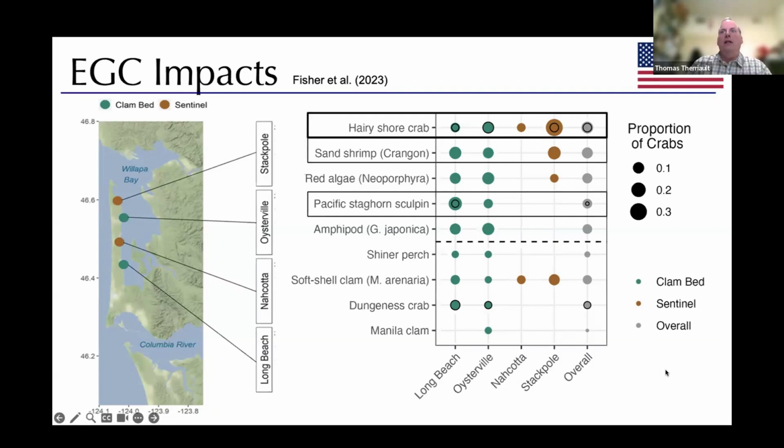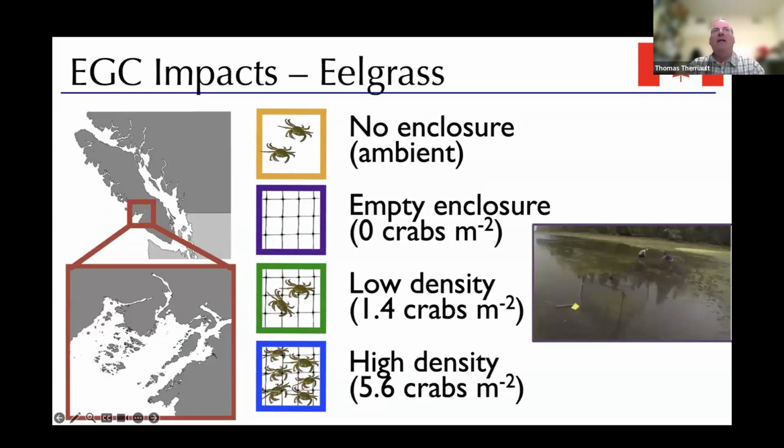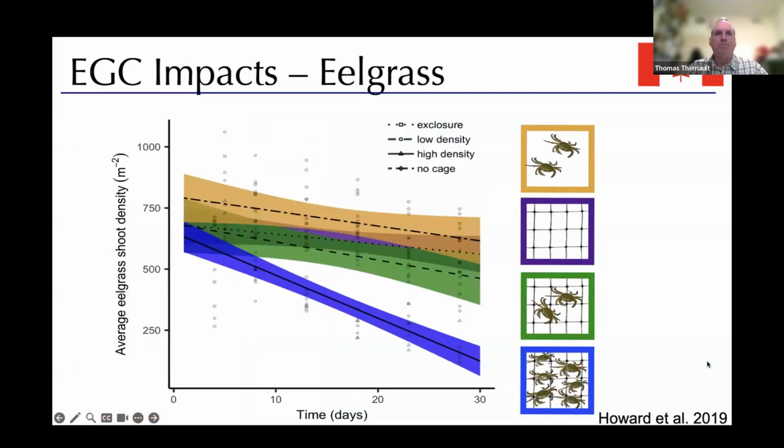We can also look at damage to eelgrass. This is a study that we had done a few years ago. Again, another type of mesocosm where we have different densities of European green crab in these intertidal mesocosms. And what we see is in treatments with the high density, the blue line, the eelgrass is significantly affected, much more so than the low density or the two controls in this experiment.